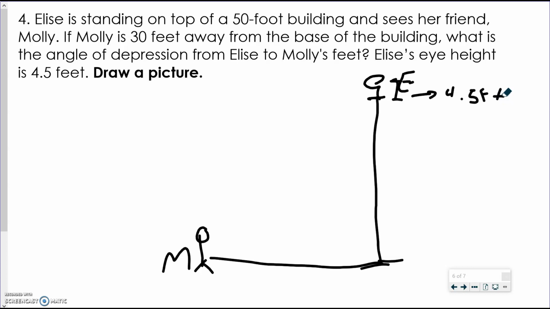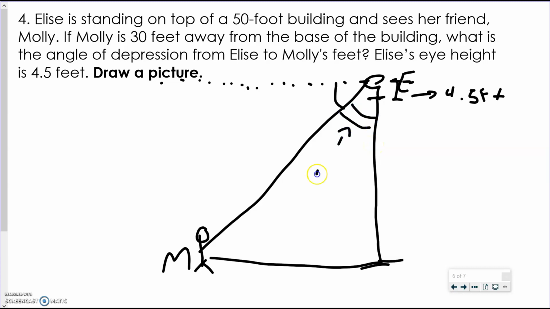And it asks for the angle of depression from Elise to Molly's feet. Now remember that the angle of depression is measured from the horizontal line of sight, which is right here at her eyes, and then the angle that creates looking down. So pretend that she's looking down. It's going to be asking us for this angle right here. A lot of people would want to say it's this angle right here, but it's not. This is the angle we're solving for.